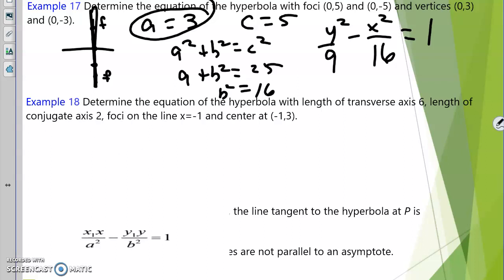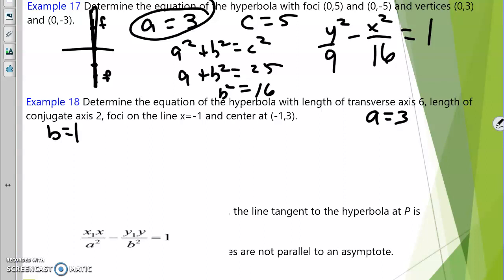Determine the equation of a hyperbola with length of transverse axis 2a, or 6. That means my a has to be equal to 3. The length of the conjugate axis is 2, which makes my b equal to 1. And I have foci are on the line x equals -1. That'll make it the focal axis. And the center is there.